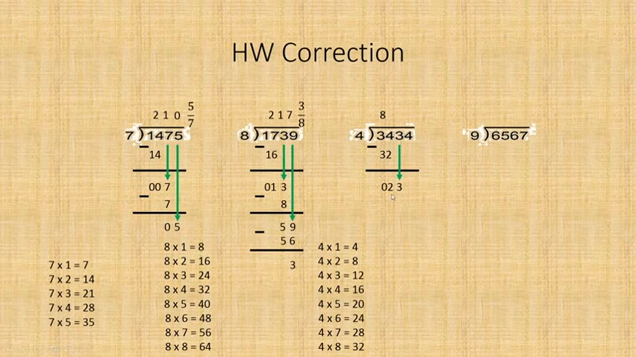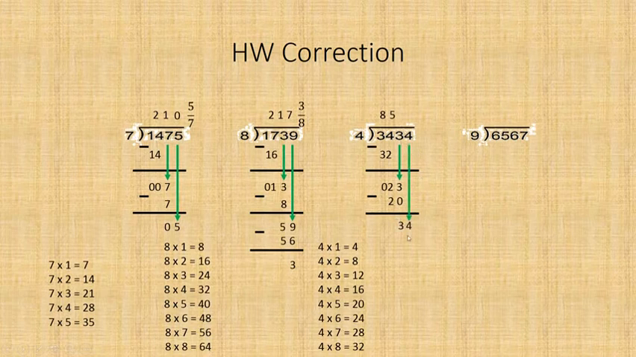Then do the cycle again. 23 divided by 4, so I'm searching for 23 here in the times table. So 23, where's 23? No 23 here. It's between 20 and 24. So I'm taking the smaller number, which is 20, put it here, and then take the 5 and put it up, and then subtract. So 23 minus 20 is going to be equal to 3. And then bring down the next digit, which is 4.